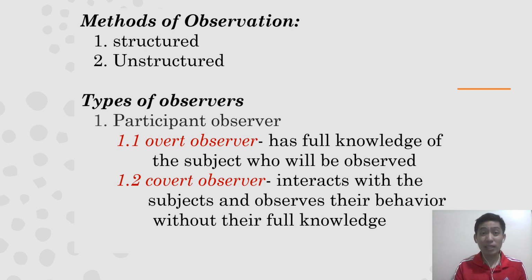of with their respondents. Types of observers, we have the participant observer. The participant observer has two: the overt observer and the covert observer. The overt observer has full knowledge of the subject who will be observed, such as live experiences of cancer patients. So I know that all of these patients have cancer, and they knew that I am a researcher.